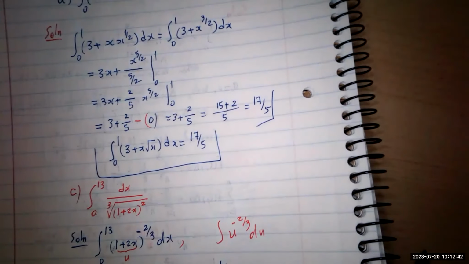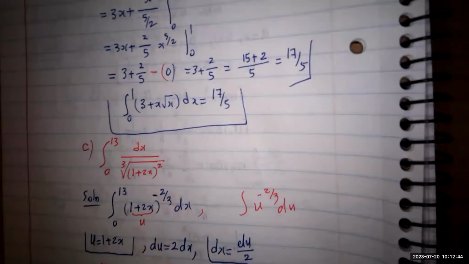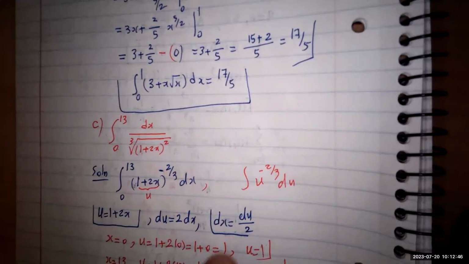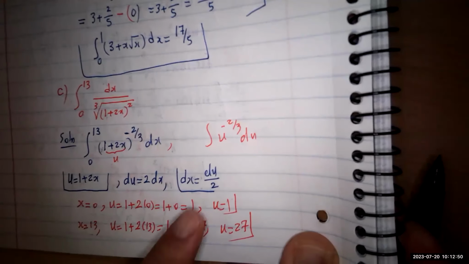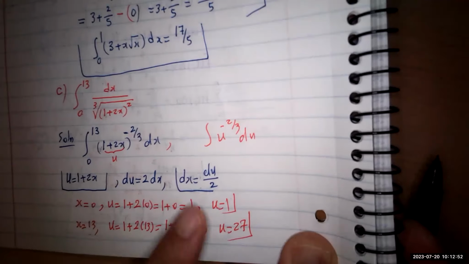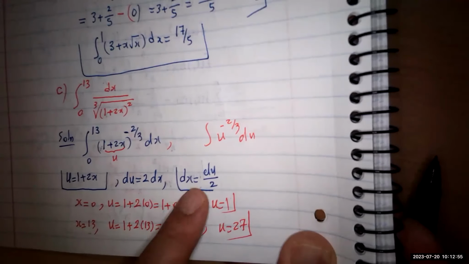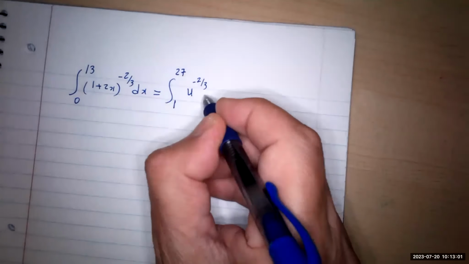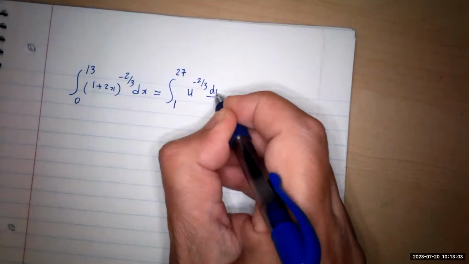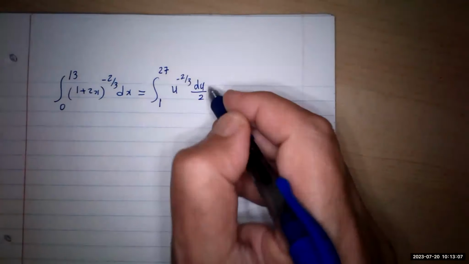The dx is du over 2, and these are the two numbers that I got, from 1 to 27. So dx is going to be du over 2. Nothing to simplify. 1/3 is the number. Take it out.